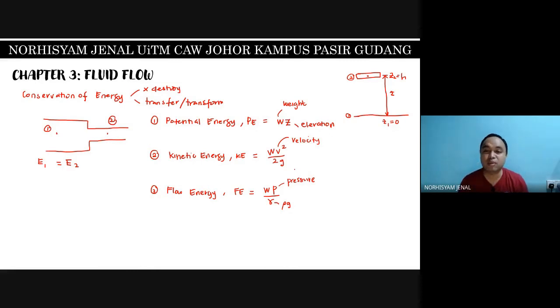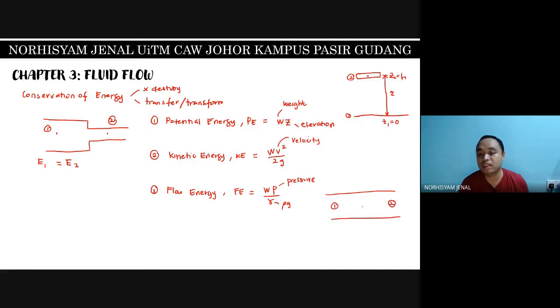Potential energy is based on the elevation of a system. The higher the elevation, the higher the potential energy. Kinetic energy is based on the speed or the velocity of a system or a fluid. The faster the fluid, the higher the kinetic energy. Flow energy is the amount of energy required. So in case we have point 1 and point 2.